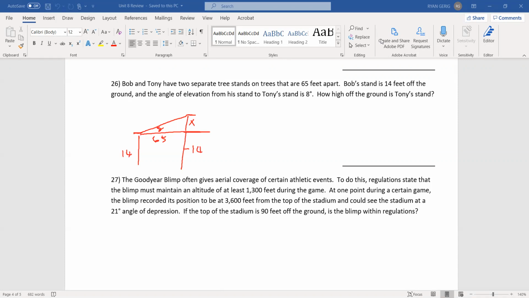Okay, so tangent of 8 equals x over 65. So 65 times the tangent of 8. Oops, typed it in wrong. Gives me 9.1. So x equals 9. Okay, and that's how much. So basically, Tony's stand is 9 feet taller than Bob's stand. Bob's stand is 14 feet, so 14 plus 9 gives me 23 feet off the ground. All right, 27.